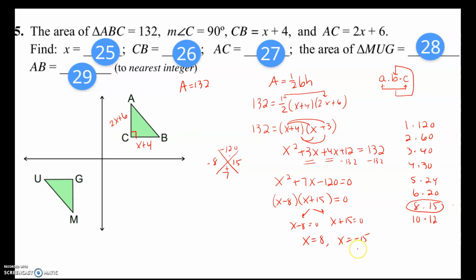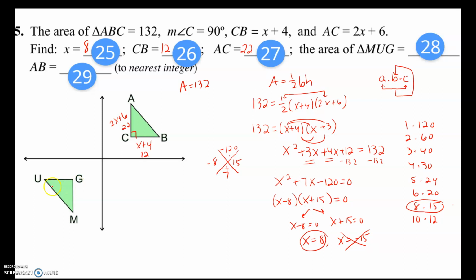But if I check this, negative 15, if I plug that into over here, I'm going to get negative 15 plus 4, which gives me negative 11. I can't have a negative length, which means negative 15 isn't an answer. I have to be left with x is equal to 8, so I'm not going to use this guy here. So I get x is equal to 8. And then the length of CB, well, I take that 8 and I plug it into here, so 8 plus 4 is going to give me 12. So my CB has a length of 12. And my length of AC, so I'm going to take 2 times 8 plus 6, and that's going to give me 22.